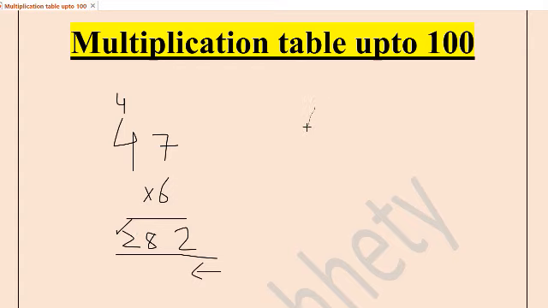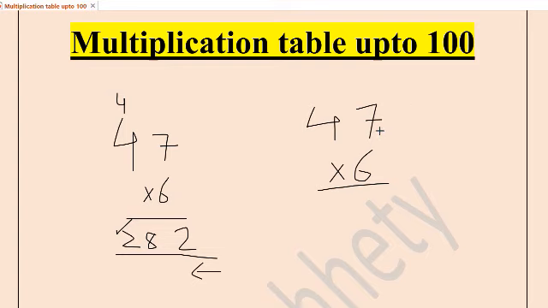The solution is this procedure that I am going to follow. While multiplying 47 into 6, or for any two digit number with a single digit, simply assume here there is 0. So instead of 7, assume it is 0, so it is 40. 40 multiplied by 6. So it is an easy task. 6 fours are 24 and 0, that is 240.